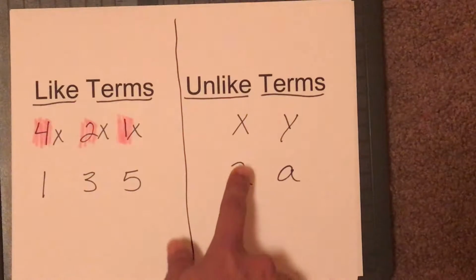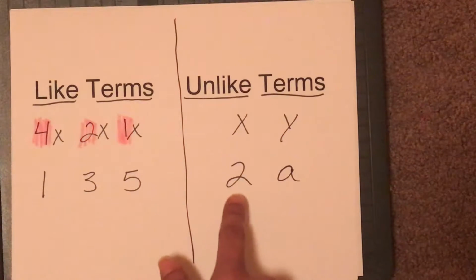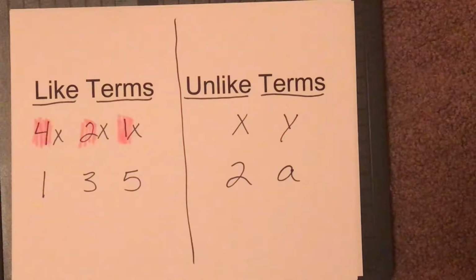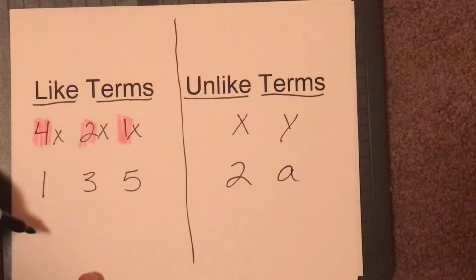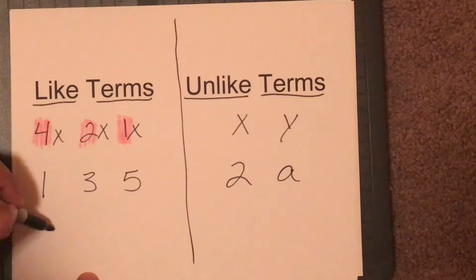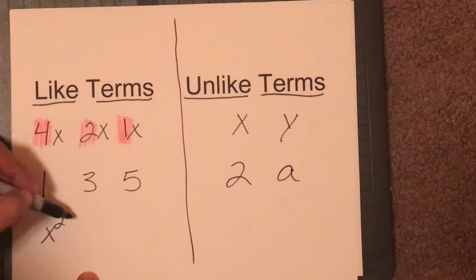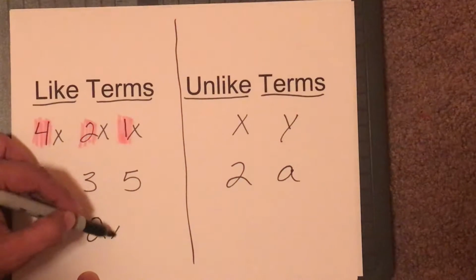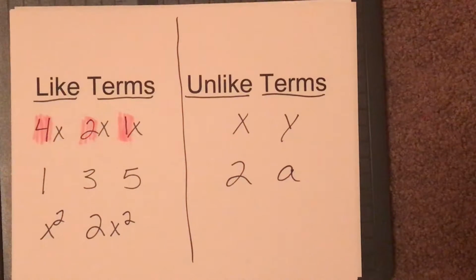When they are not the same variable or a number with a variable, then they are not like terms. Another example of like terms is when they have the same variable with the same power. You can have x squared and 2x squared. Again, the x squared here is 1x squared with 2x squared. When you have like terms, you can combine them or perform the operations that are given.